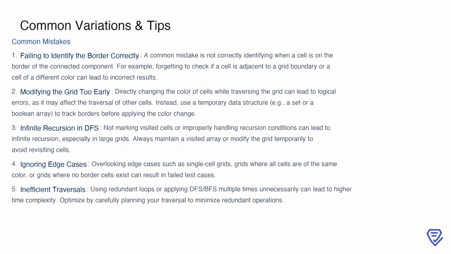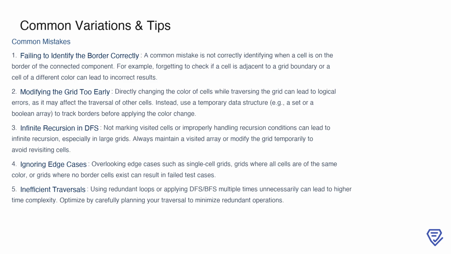One of the most common mistakes when solving this problem is failing to correctly identify the border cells of the connected component. This can happen if you forget to check whether a cell is adjacent to the grid boundary or to a cell of a different color. Missing these checks can lead to inaccuracies in determining the border. Another frequent issue is modifying the grid too early during traversal. If you directly change the color of cells while identifying the border, it can disrupt the traversal process and result in logical errors. A better approach is to use a temporary data structure, like a set or a Boolean array, to track the border cells first and then apply the color changes afterward.